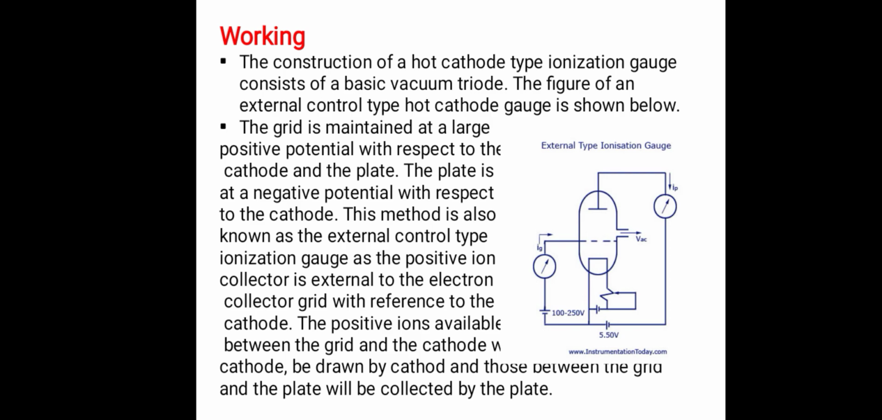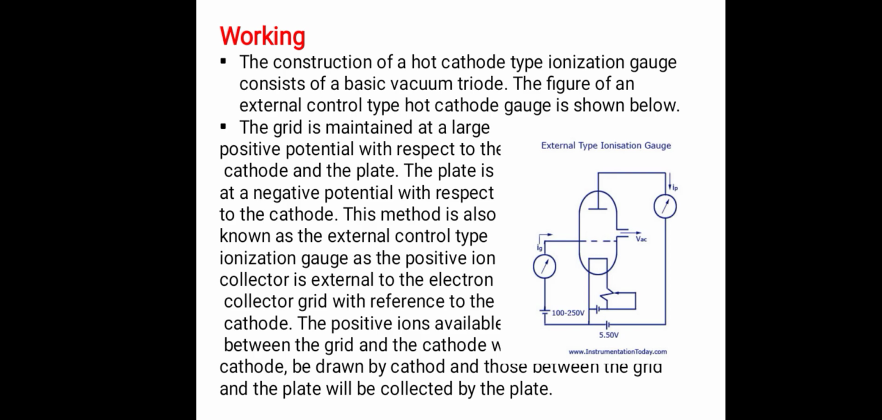Okay, now see here, this method is also known as the external control type ionization gauge, as the positive ion collector is external to the electron collector grid with reference to the cathode. The positive ions available between the grid and the cathode are drawn by the grid, while those between the grid and the plate will be collected by the plate.